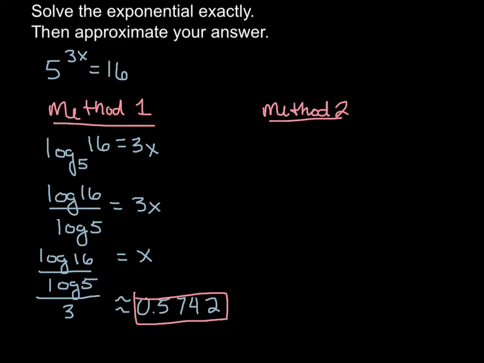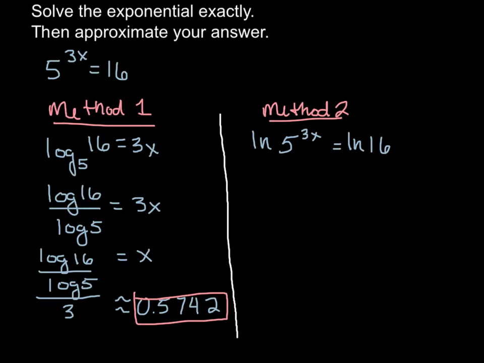Method 2 is going to be using our log properties more effectively. So what we're going to do is take the natural log of both sides of our exponential. So here we have our original problem, and I'm going to take the natural log of both sides. And that's allowed because I did the same exact thing to both sides of the equation, so nothing really changed.